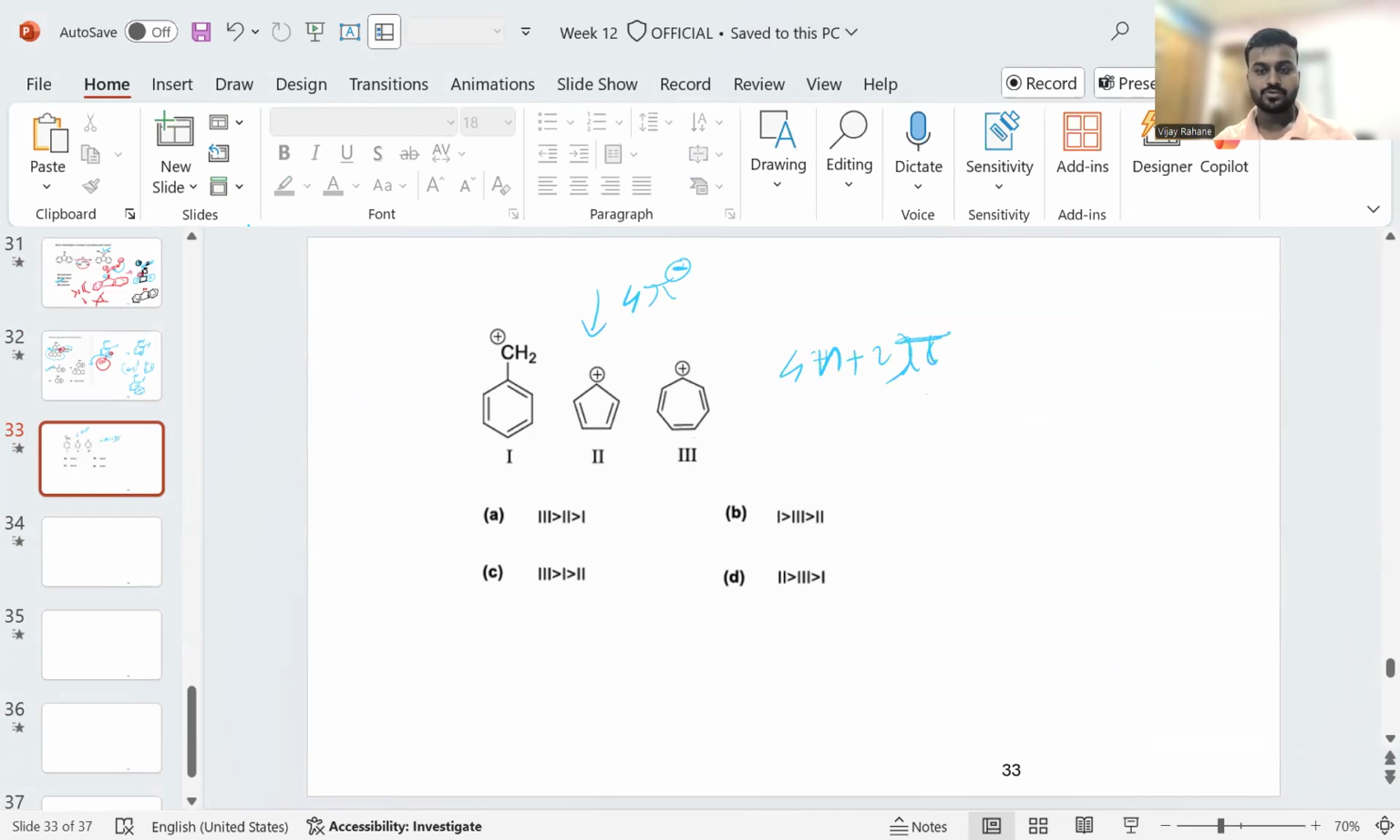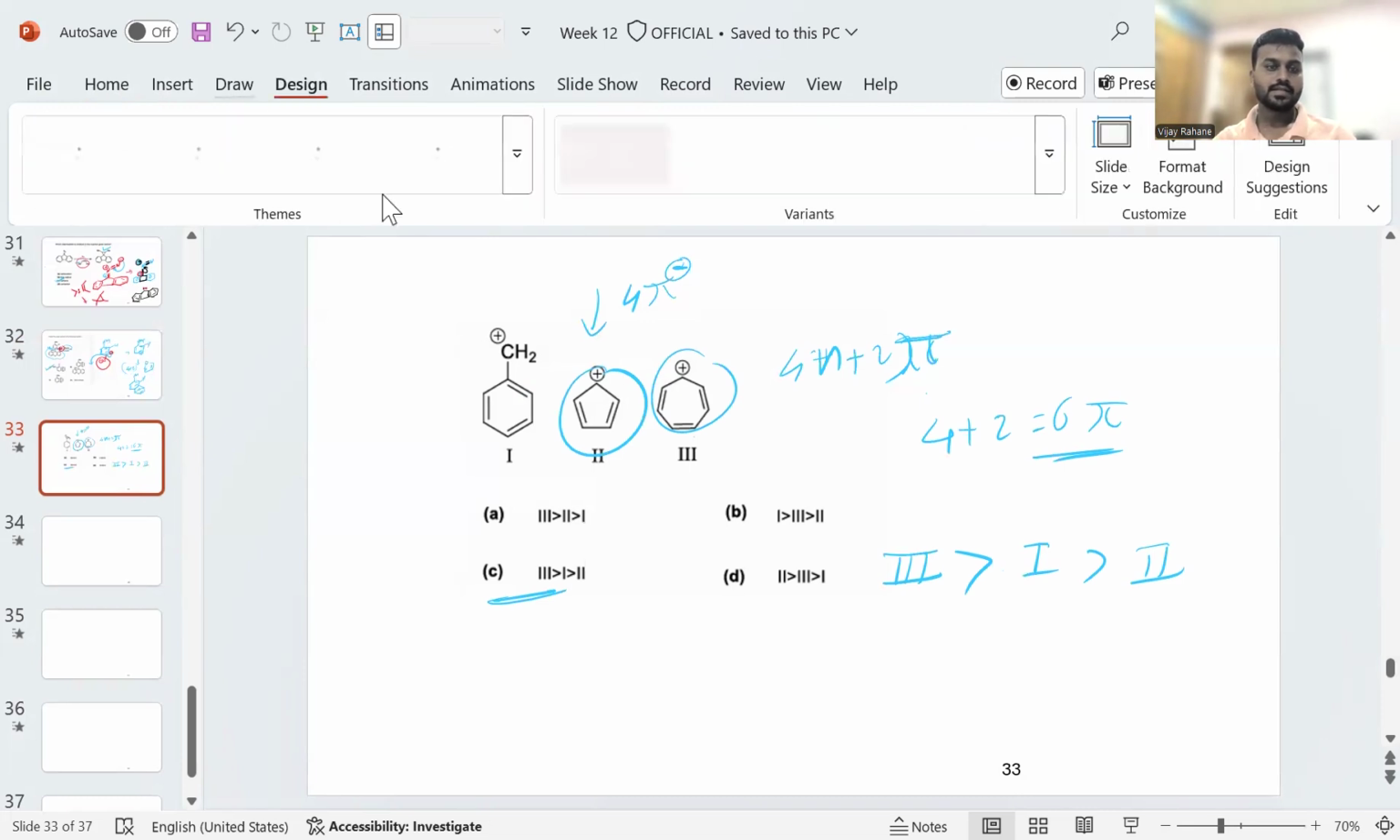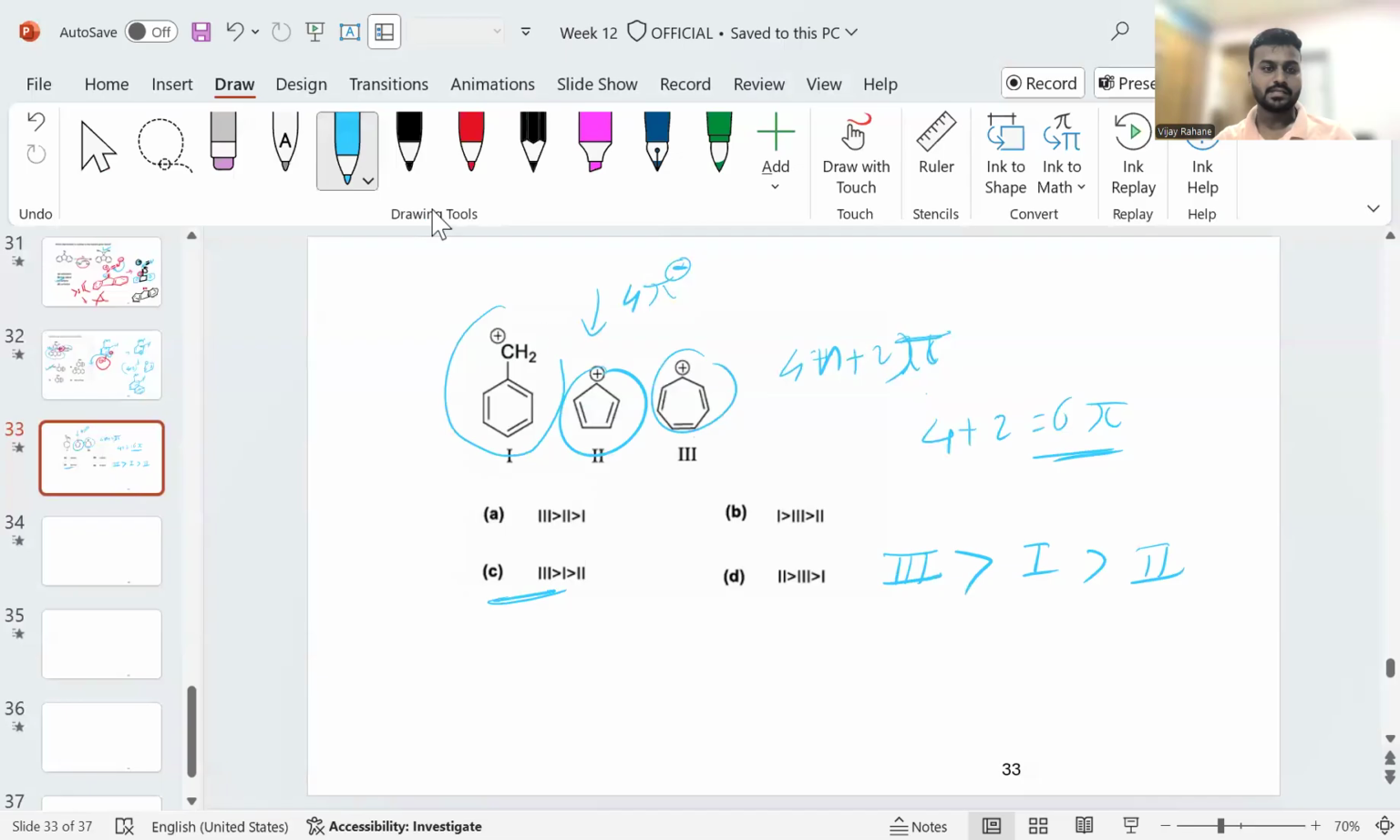So n is equal to 0. If you put it here, there is 4 plus 2, 6 pi electrons. If you look at the compound, there are 6 pi electrons. So it gets stability due to aromatization. So 3 is the most stable compared to 1, and then the least stable is 2. So 3, 1 and 2. So option C is the correct option here. This is the unstable one. And the benzyl cation gets stability because it gets delocalized in the aromatic ring.